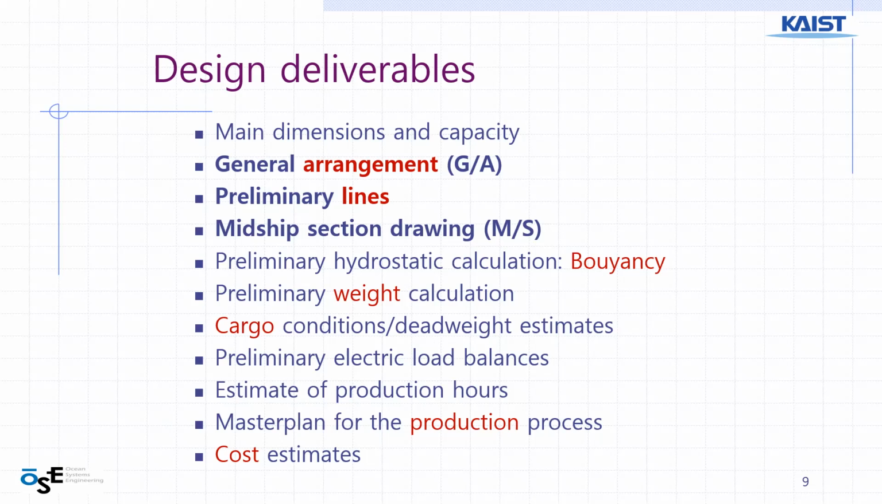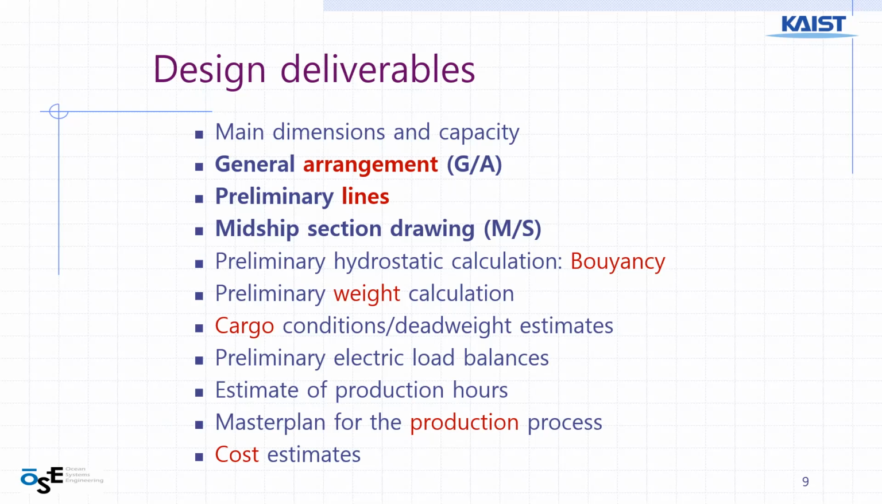So the designer should know, and then the customer who requests the car design should know the dimensions and capacity. And general arrangement, preliminary lines, and midship section are the 3 key drawings. I already told you before. And then there are more.